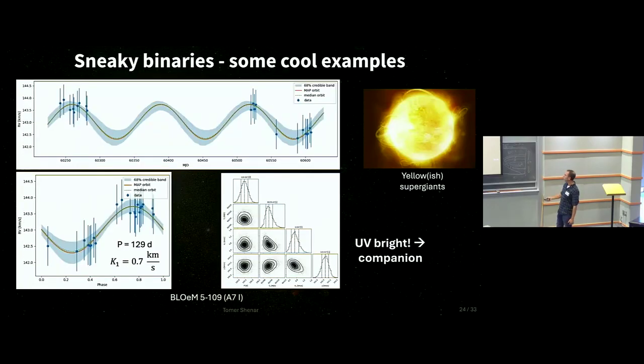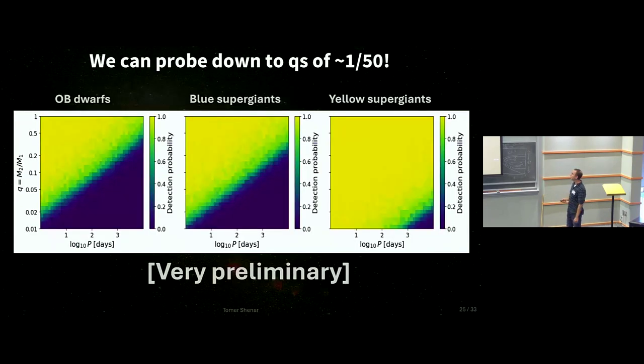And this is the most extreme example that I've seen so far. Radial velocity amplitude of only 0.7 kilometers per second. You may say, okay, I don't really trust this. But interestingly, this guy does have a UV bright companion. So we see that it has UV excess. We don't know what the companion is. So these are just some sneaky examples, and there are many to show. So you may wonder what kind of mass ratios and periods we're sensitive to.